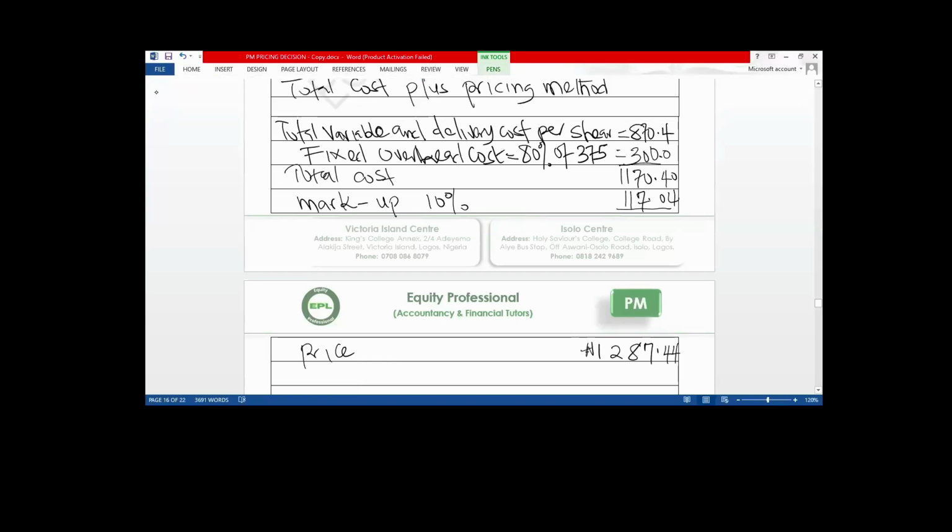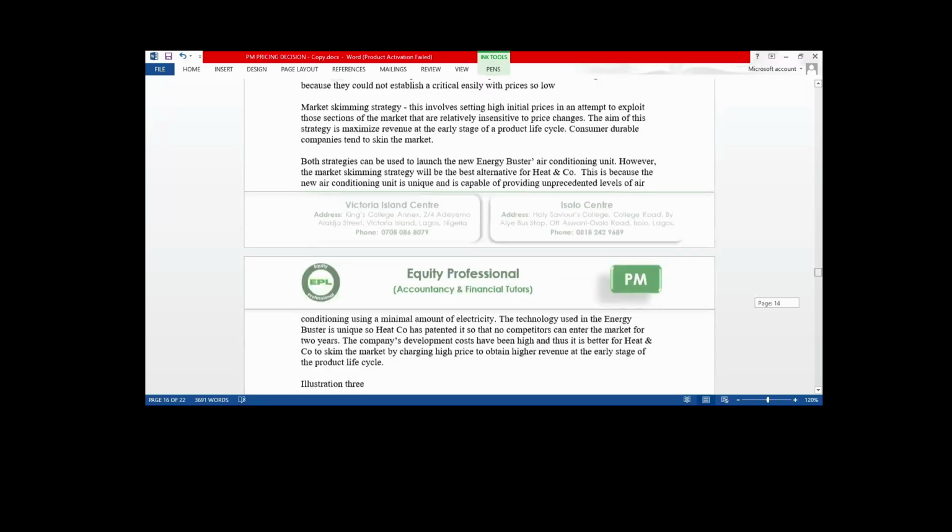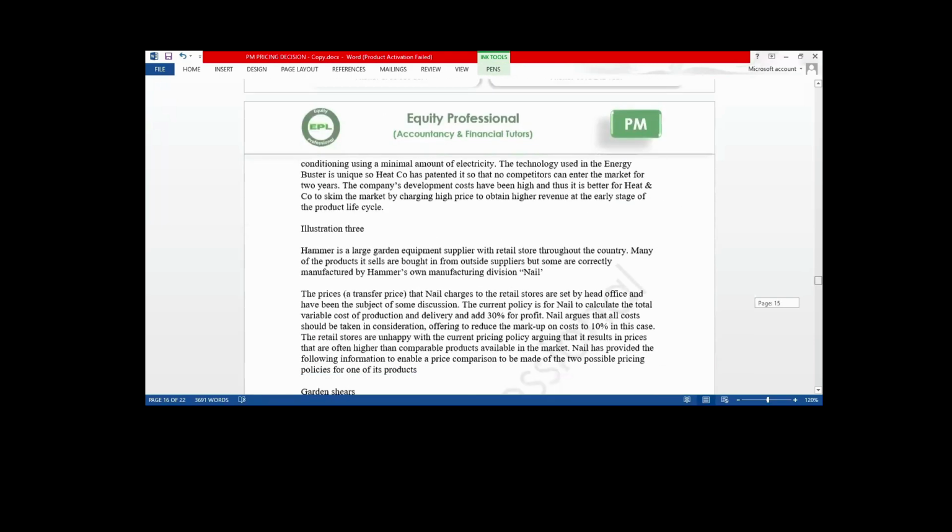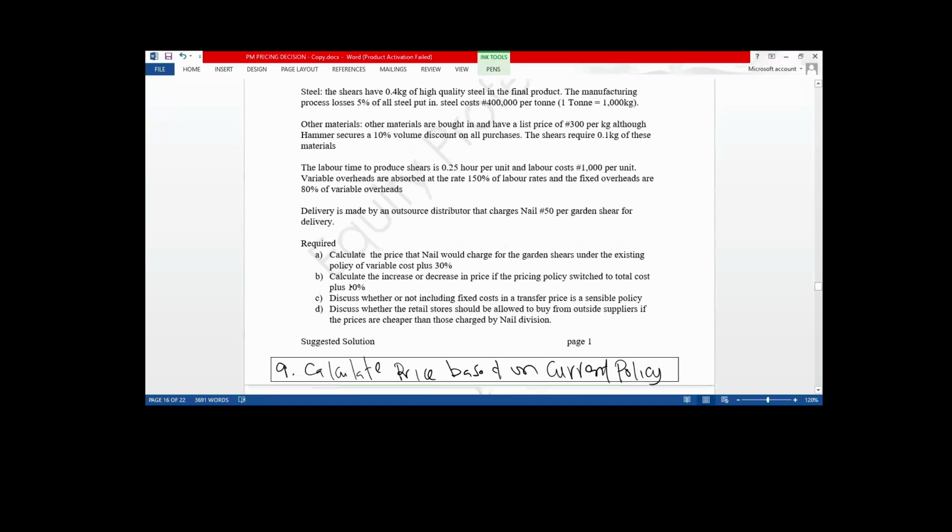So if you go back to that D part of the question, it says calculate the increase or decrease in price if the pricing policy switch to total cost plus pricing. Let me take us back there fast. So we just simply compare the two. Before we were using variable cost plus pricing. Compare with your total cost plus pricing.